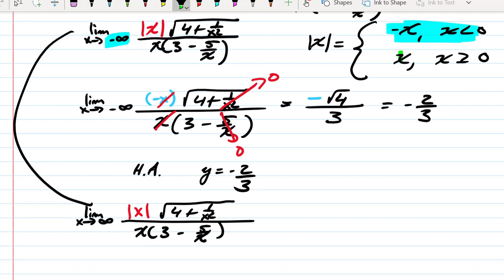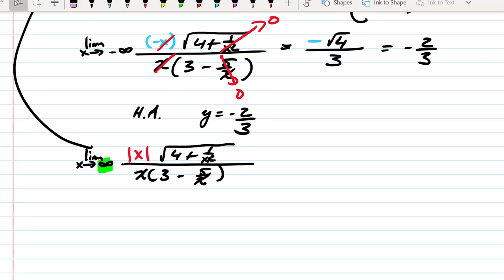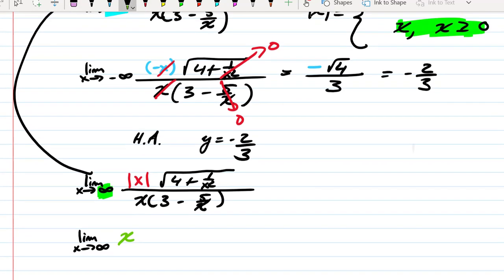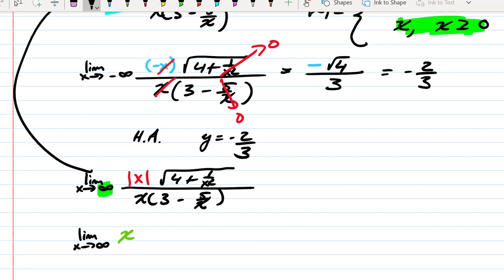But since we're going to positive infinity this time, and positive infinity is bigger than 0, we replace the absolute value of x with just x. So we have the limit as x goes to positive infinity of x times the square root of 4 plus 1 over x squared divided by x times 3 minus 5 over x.